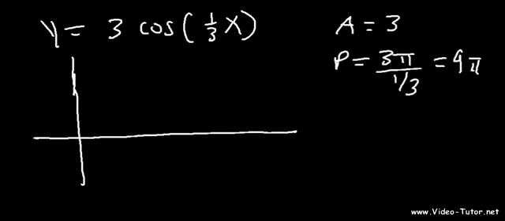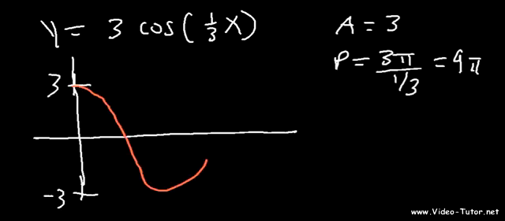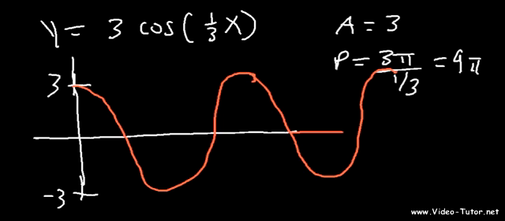So we know cosine starts at the top. So let's say this is 3 and that's -3. And that's one cycle. If we wish to continue it, that's another cycle. So from here to here is one cycle. So this is 9 pi. And that's how you would graph 3 cosine 1/3 x.